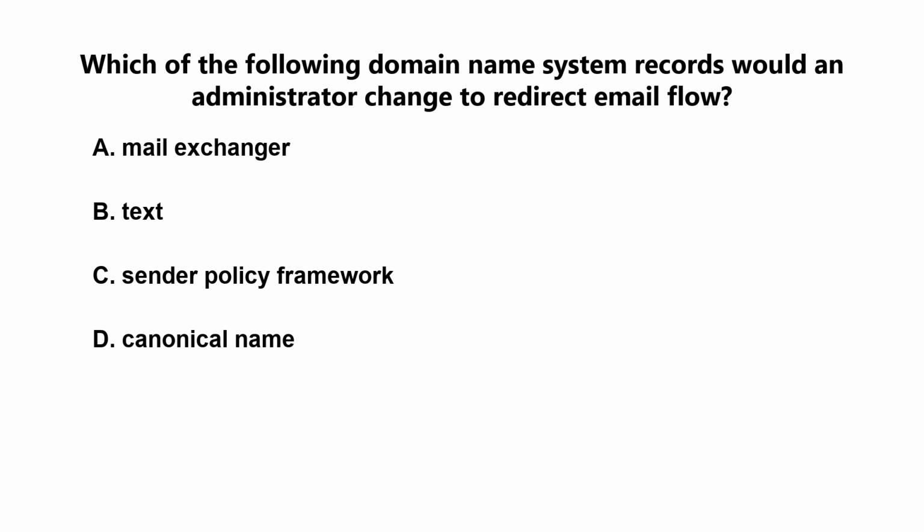Question 46. Which of the following domain name system records would an administrator change to redirect email flow? Option A, mail exchanger. Option B, text. Option C, sender policy framework. Option D, canonical name. The correct answer is option A, mail exchanger.